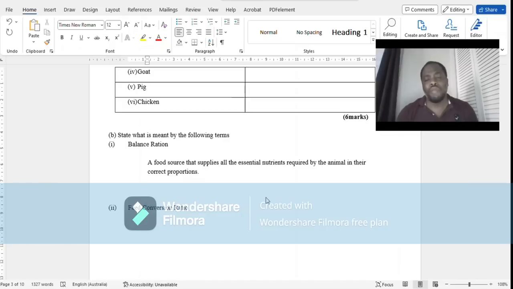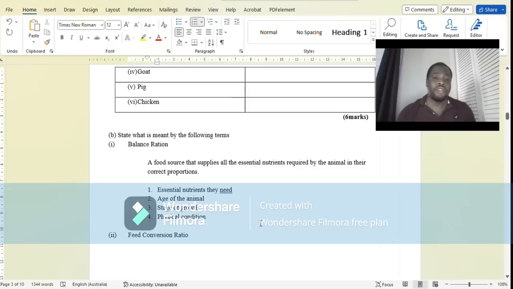Like, for example, in broiler birds, we know that for the first week, we would provide them with starter. And starter would have a higher percentage of protein, which is needed for growth and development. So a ration provides the animal with the correct nutrients in their correct proportions. So in essence, the animal will require a certain amount of nutrients. So these are some of the factors you'd have to consider when you're providing a balanced ration for a particular animal or a group of animals.